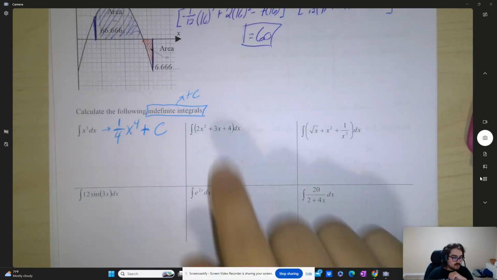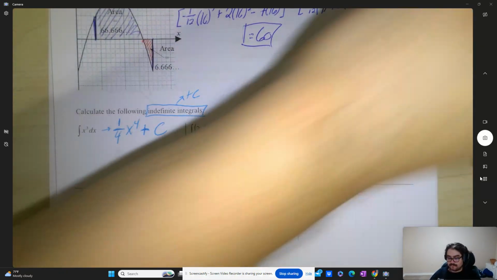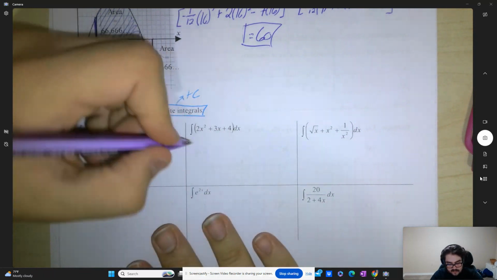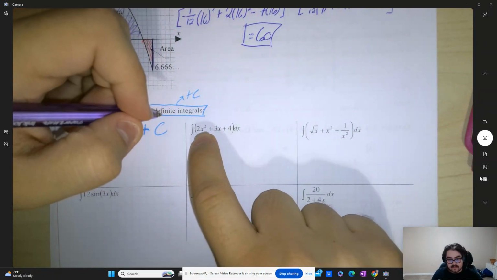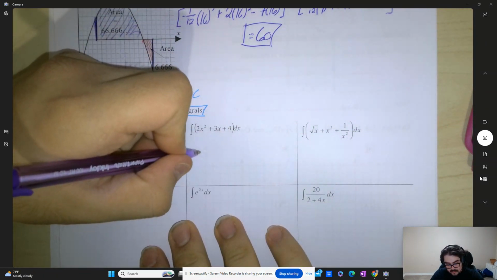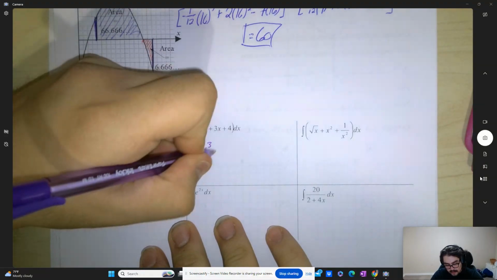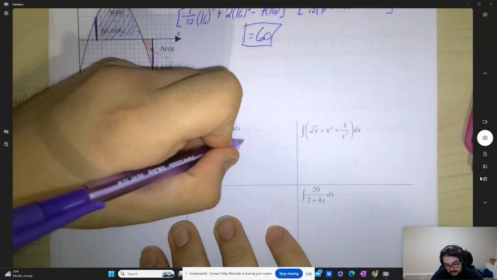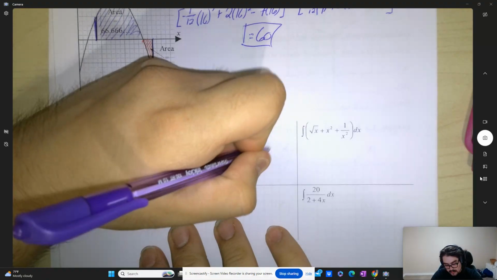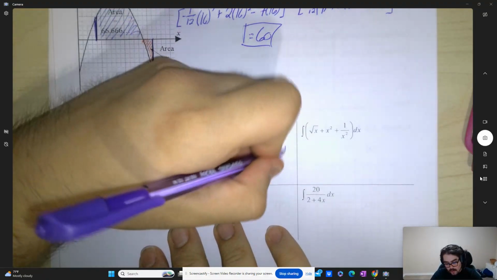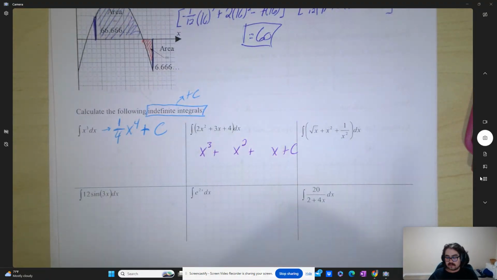Okay. What about the next one? Well, this one, all we're going to do is again, this is x to the third plus x squared plus x to the first power. Oh, and plus c. I'm just going to write the plus c right in there. So then all we've got to do is plug in values that make it so that when we take the derivative, it gives us that. Or just divide the constants in front of the x's by their new exponents.